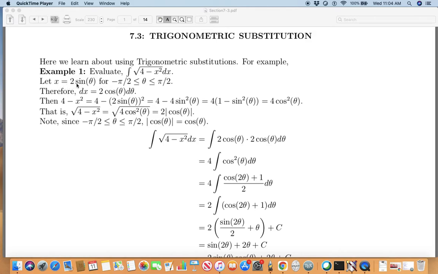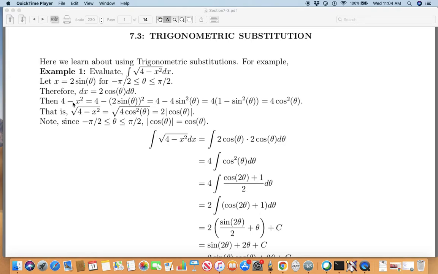Substitute x equals 2 sine theta. Where did that 2 come from? It comes from the 4. You will see in a minute. x equals 2 sine theta for theta between negative pi by 2 and pi by 2. So dx is 2 cosine theta d theta.